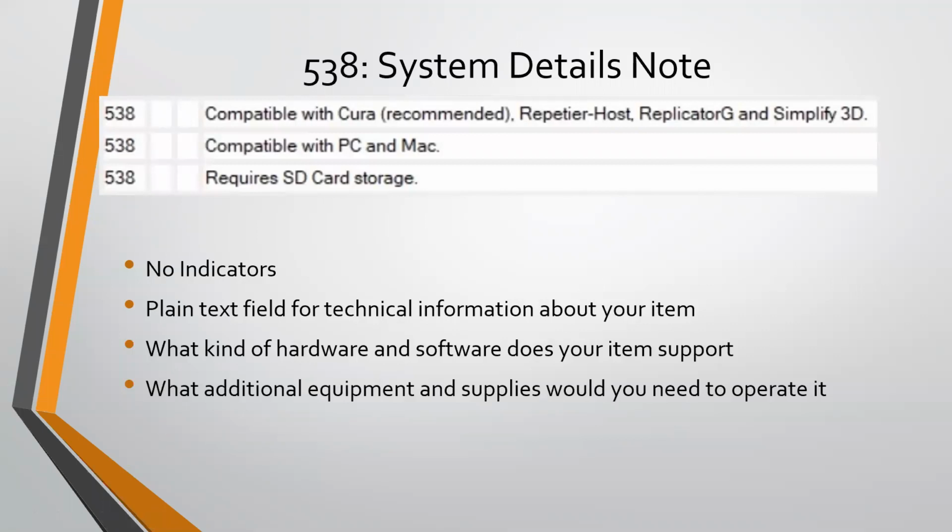538 system details notes. There are no indicators. This is a plain text field for technical information about your item. What kind of software or hardware does your item support? What kind of additional supplies and materials do you need to operate it? So, for example, requires SD storage card, compatible with Mac and PC, compatible with these softwares. Any kind of technical or hardware or software, equipment or information that you're going to need to operate your device.